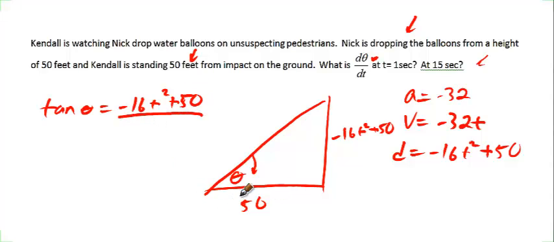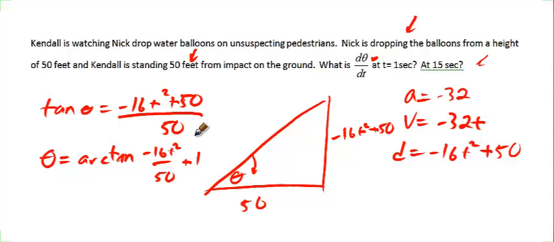over, now our x doesn't change. This thing's just falling. It's over just 50. And you can break it up as two separate ones. But basically what you have is theta is going to be the arctangent of negative 16t squared, and it's probably easier to put them each over 50, plus 1.